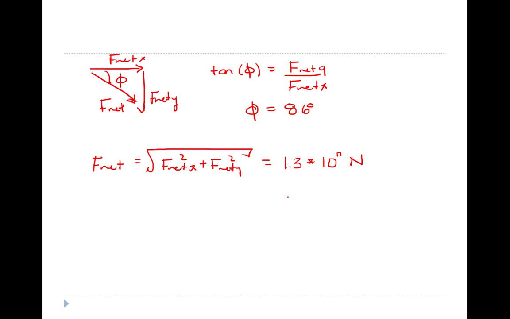And with that, I have completed this example. In the next section, we're going to move from this example. We're actually going to start with this example and use it to set the stage for calculations of the electric field.